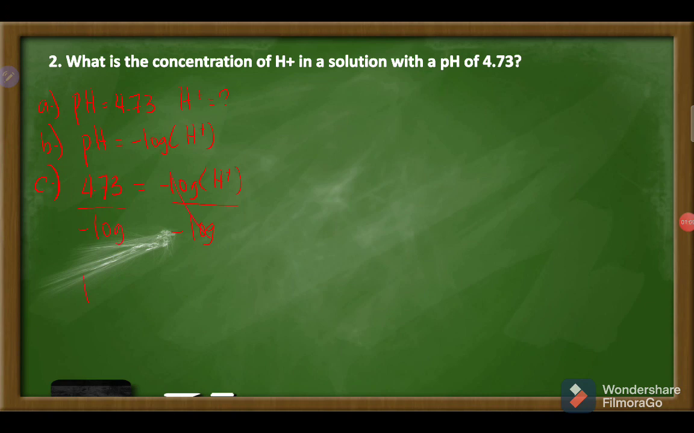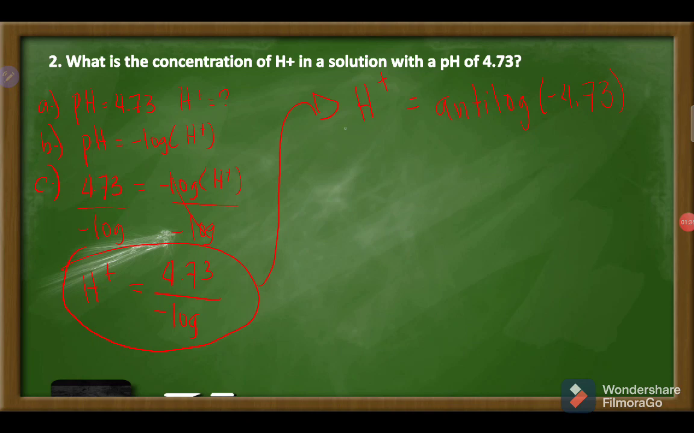Okay, so the hydrogen ion will now be equal to 4.73 divided by negative log. Now, we cannot input this formula in our calculator. So, simplifying this formula, we can have hydrogen ion is equal to the antilog of negative 4.73. Now, how are you going to input that in our calculator?